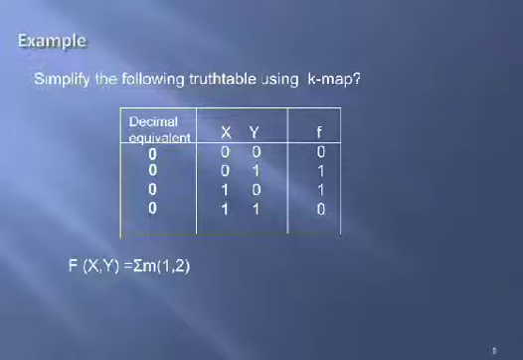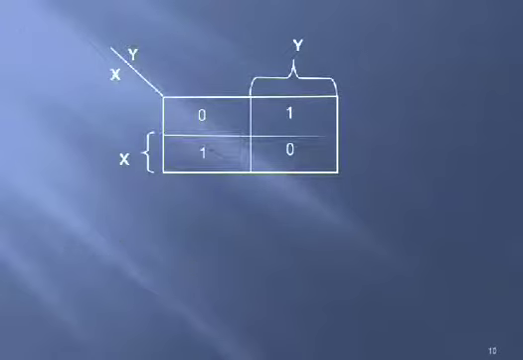So we can write the SOP form. F of x comma y is equal to summation small m of 1 comma 2. That means for m1 and m2 only, the output is becoming 1. That means for the 0 1 combination and the 1 0 combination of inputs, you are getting the output as 1. So that's why you write the function f of x comma y as summation small m of 1 comma 2. This is the procedure of writing the K-map for the given truth table.